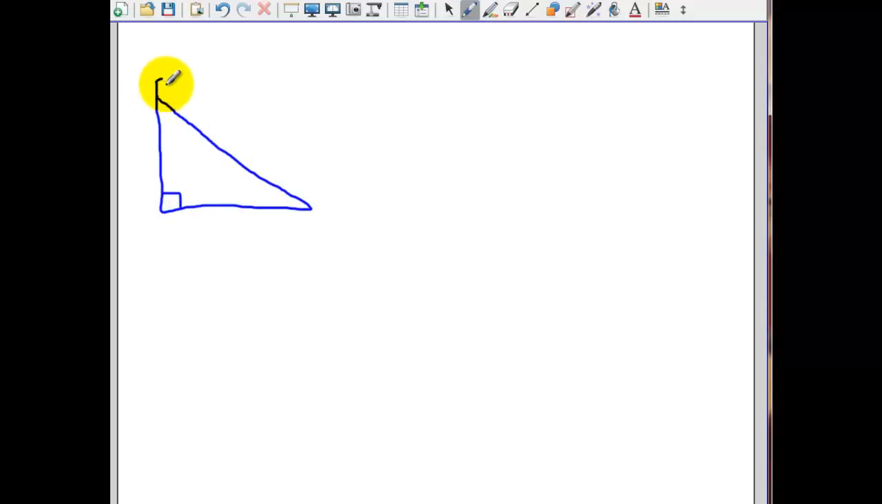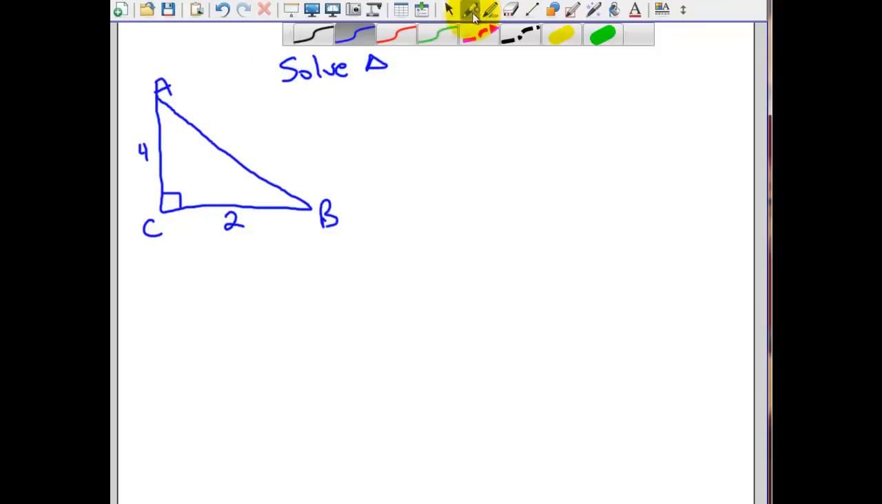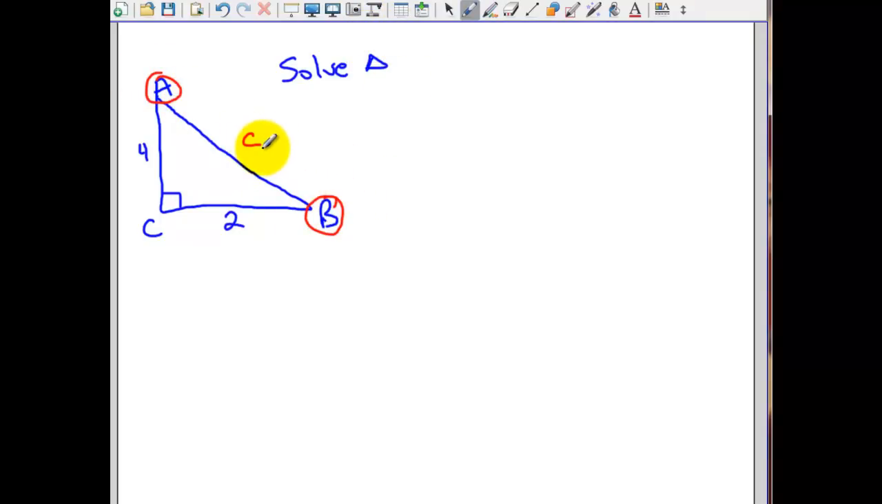And this is, say, angle A, B, and C. And let's say side A is 2 and side B is 4, and we want to solve the triangle, meaning we have to find angle A, angle B, and side C. Now we don't have enough information here.